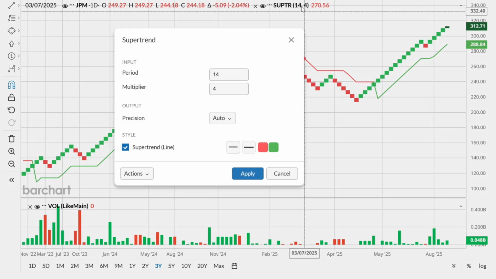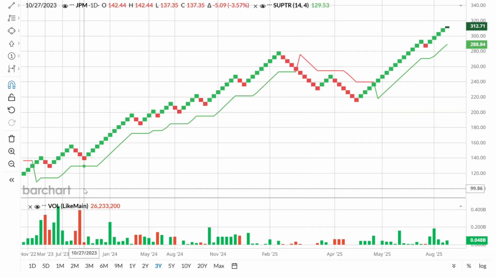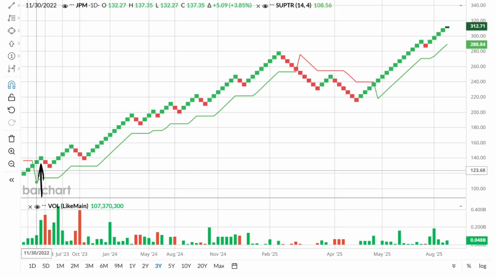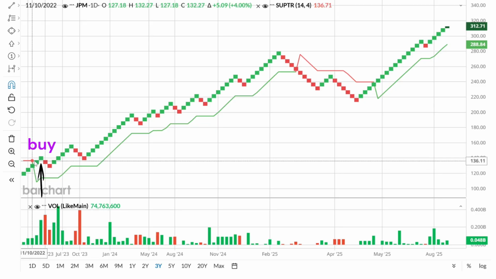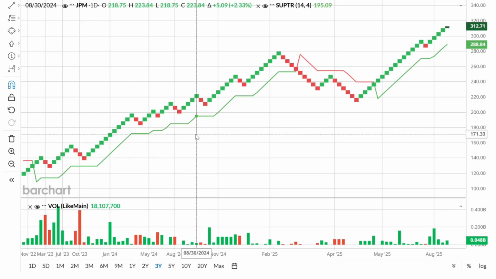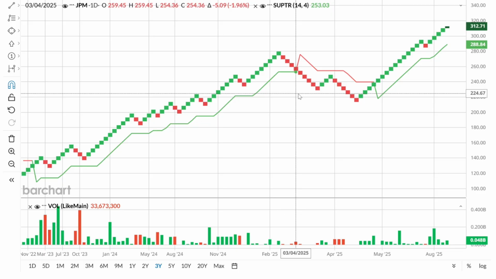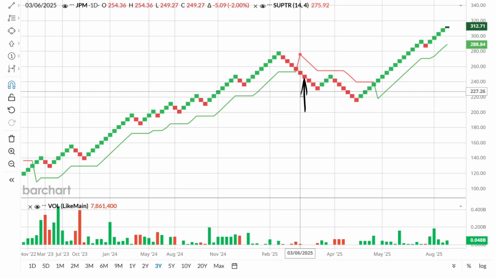The first buy signal appeared around November 30, 2022, when the market closed near $137. Let's round it and say an entry at $140. From there, Supertrend stayed green all the way until March 6, 2025, when it flipped to red around $250. That's a gain of roughly $100 to $110 per share over 2 years.